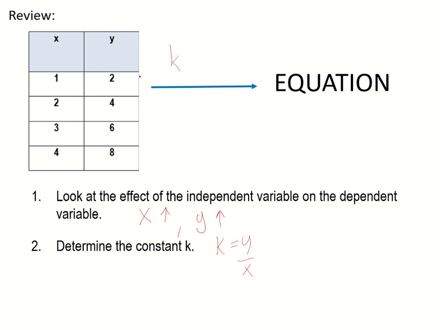So we have 2 divided by 1 is equal to 2. 4 divided by 2 equals 2. 6 divided by 3 equals 2. And 8 divided by 4 equals 2. So we have now our constant equal to 2.